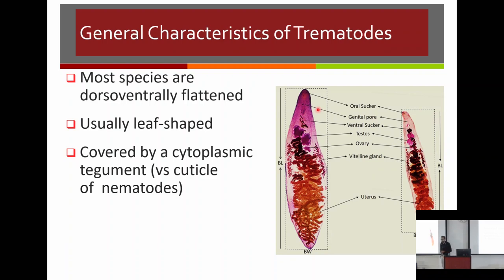So do you remember which stage of the nematode larvae has a cuticle? I'm asking about nematodes, I'm talking about the previous lecture. Which larval stage has a cuticle? L3, yes. So the L3 stage. Same as here, the tegument is very similar to the cuticle. These flatworms can protect themselves with this layer outside the skin.